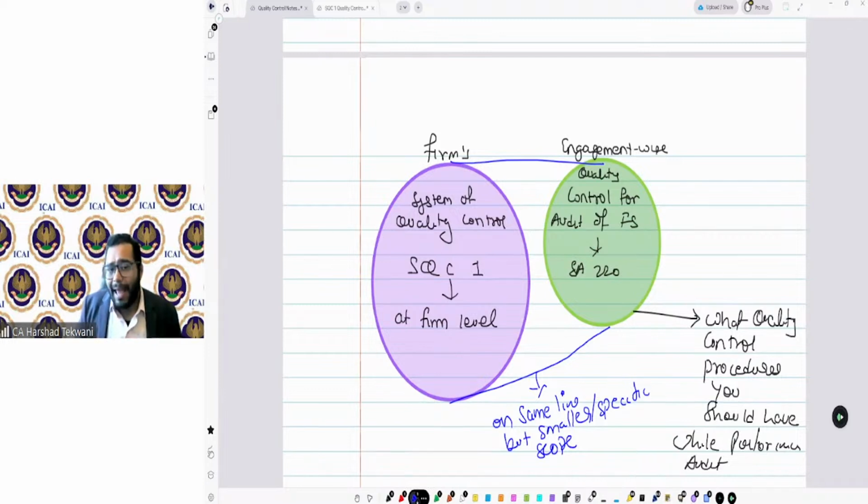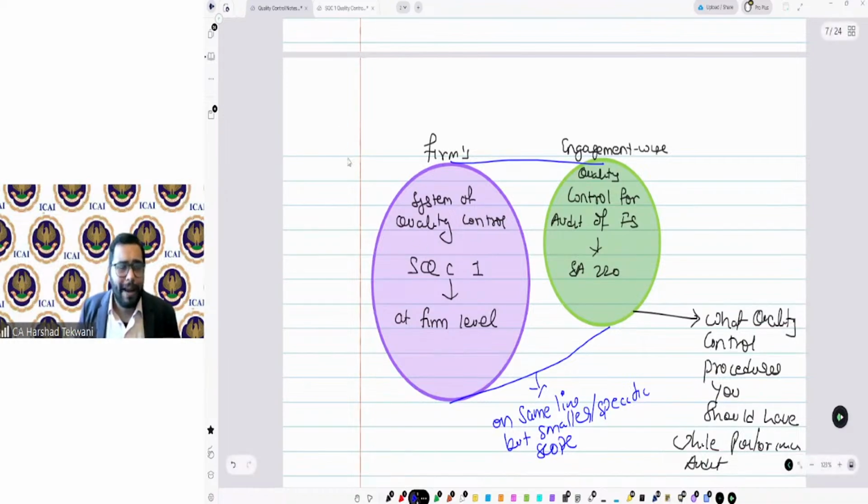Now, can I say that the firm contains an engagement also, and that's why SA220 is subject to SQC1? The answer is yes. What I mean by that is whatever guidance is given under SA220 is required to be followed in connection with SQC1. Because when you perform an audit, you have to follow SA220, but at the same time, the firm has to follow SQC1 while performing the audit. So, for an audit of financial statements, SQC1 and SA220 both will be applicable.